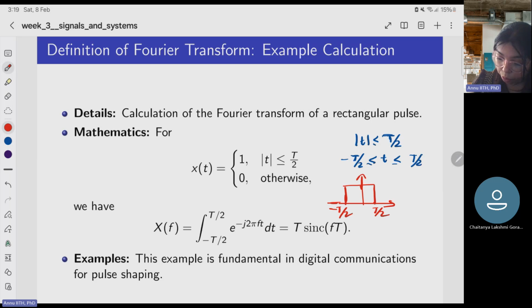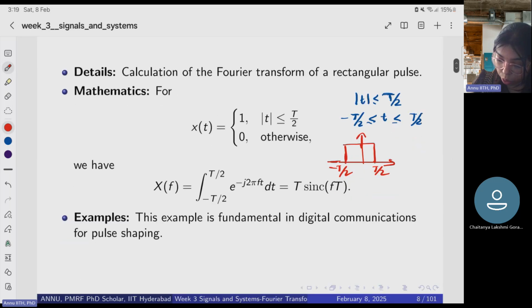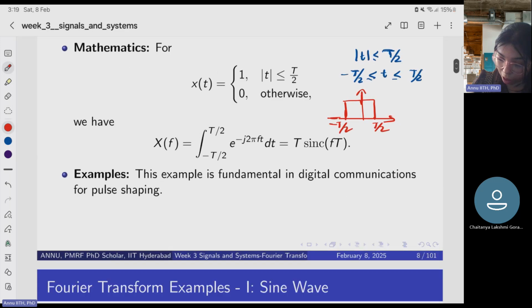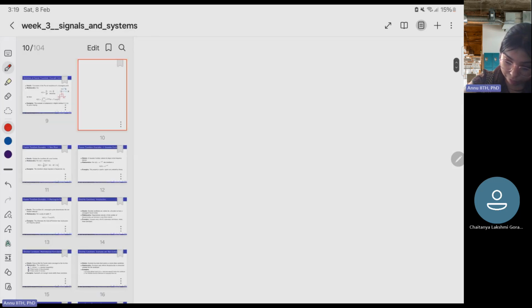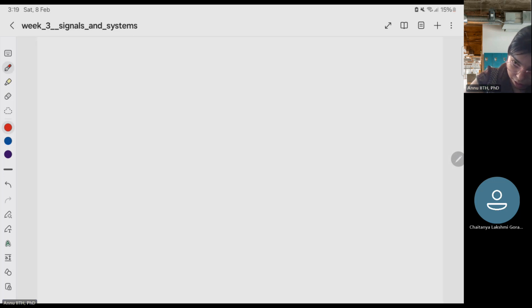Now, I want to show you why this comes out to be this. The answer is nothing but, if you solve it with the proper formula, it is T sinc(fT). Okay, so it is T sinc(fT). And I'll give you one trick that you will never forget in your life about this. Suppose we have this, this is A and this is x(t). This is T, T by 2.